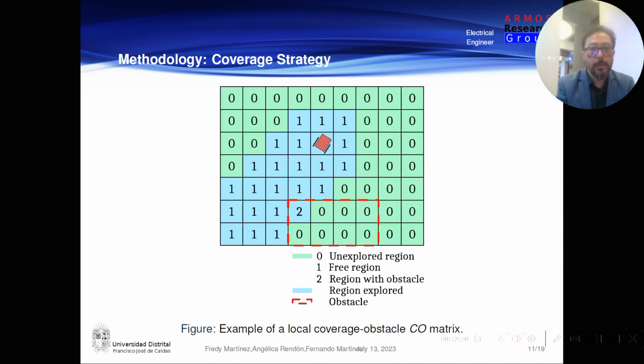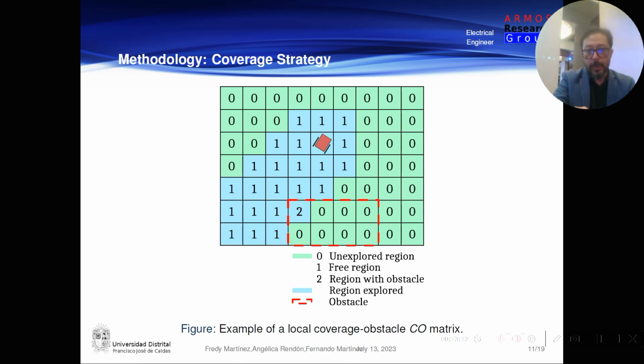This is an example of the matrix in every robot. Initially, all the environment is segmented into these small areas, regions. The size of these regions depends on the size of the robot. So in general, it's very accurate. Initially, the matrix is empty. Every time the robot identifies some region close to it, it just marks the region and stores the information, and shares that information with its neighbors.